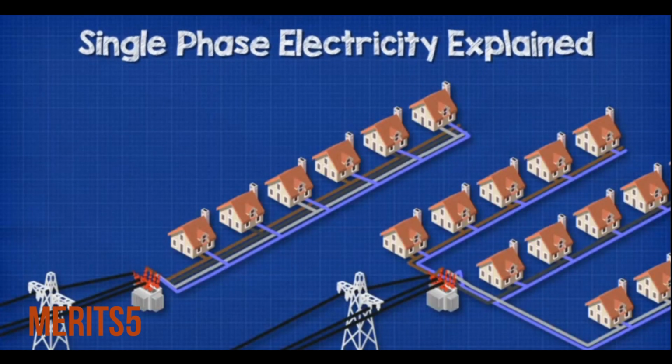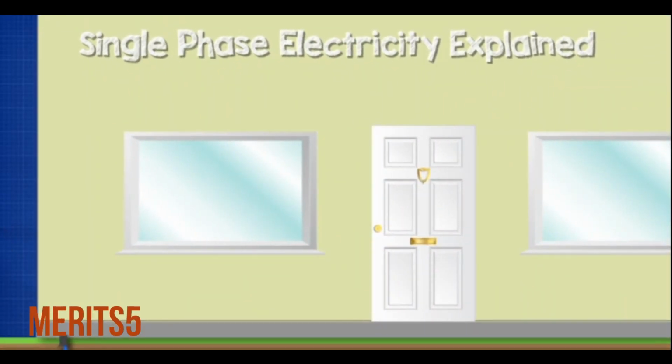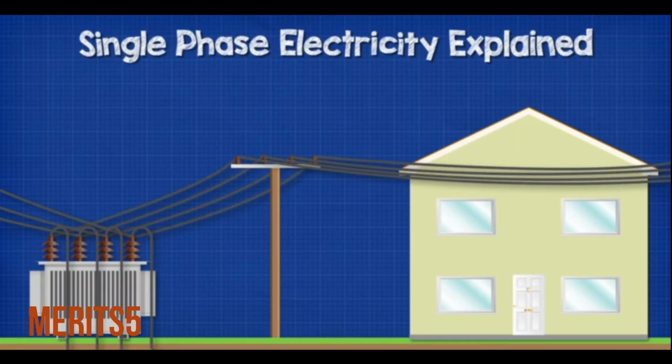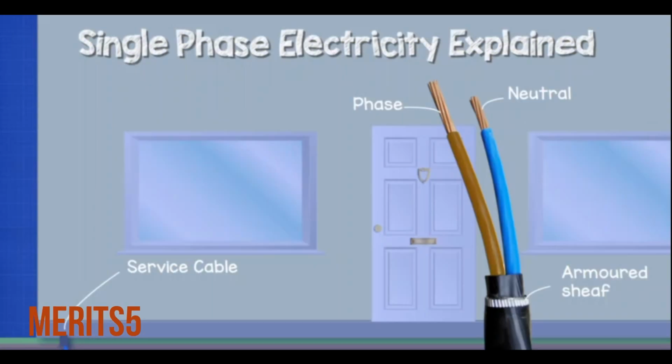Now, each house in a street might be alternately connected to a different phase, or different streets might be connected to different phases. This is just to try and balance the demand on the transformer. A smaller service cable comes off the distribution cable and will feed the property. This service cable will again be overhead or underground depending on the local installation. The service cable contains the phase and neutral wires. There's also a metal protective sheath around the cable in most cases, especially if it's buried underground.